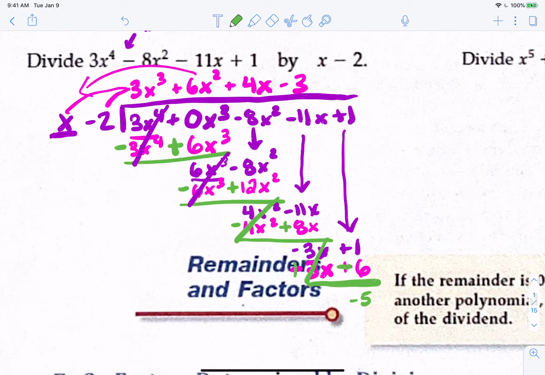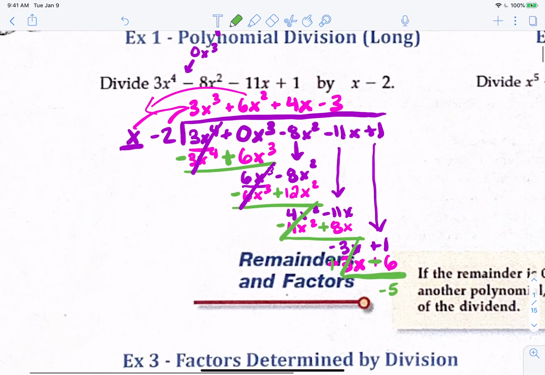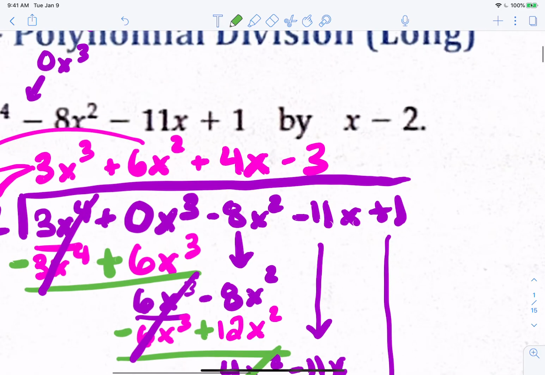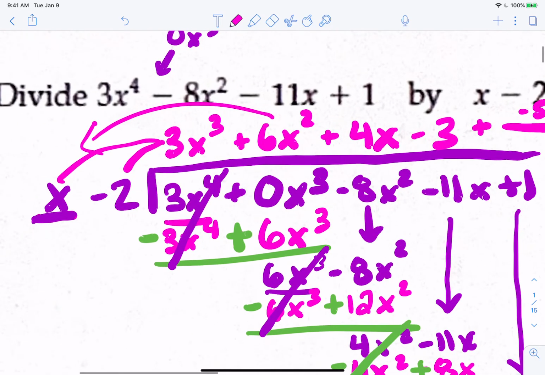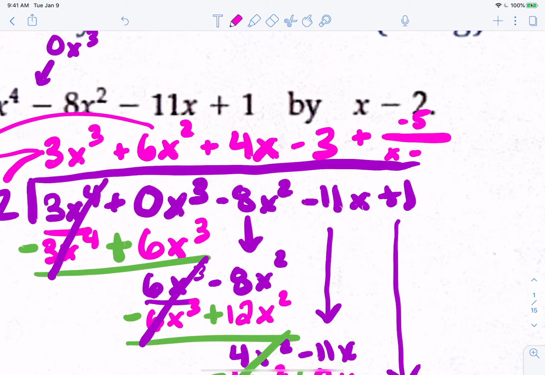Okay? Now, what do you have to take times x to get negative 5? You can't. Right? This is my remainder. Okay? Now, there are 2 ways of writing this. Okay, watch this and you can decide which way you want. It is a negative 5 as my remainder. So what I can do is write this as plus negative 5, don't write this down yet, plus negative 5 over x minus 2, right?